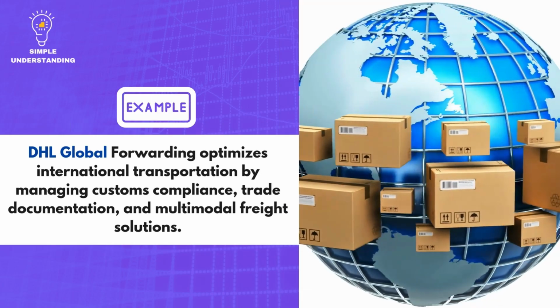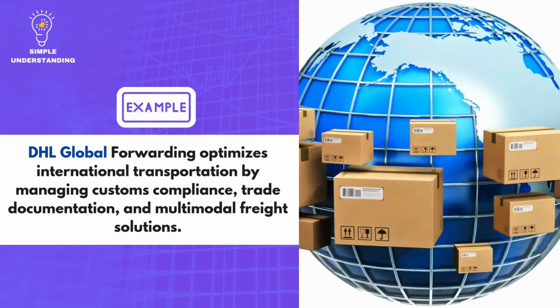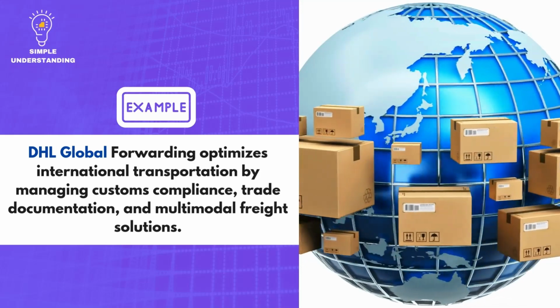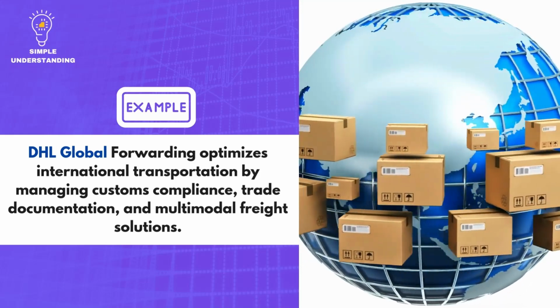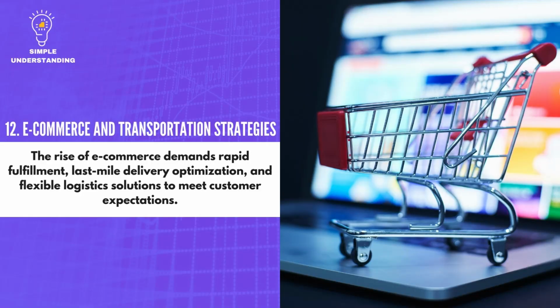Real company example. DHL Global Forwarding optimizes international transportation by managing customs compliance, trade documentation, and multimodal freight solutions. Expansion. Businesses use AI-driven customs clearance automation, blockchain-enabled trade documentation, and predictive analytics for global freight planning, improving efficiency and reducing regulatory risks.